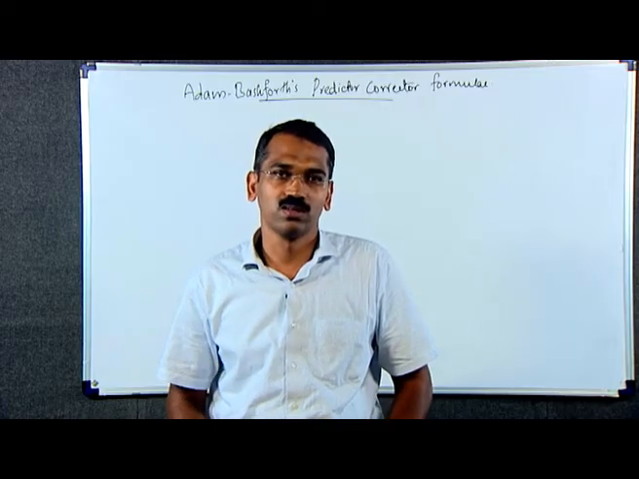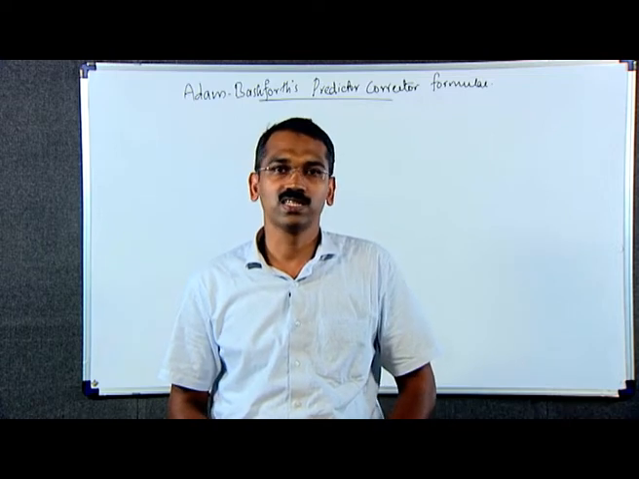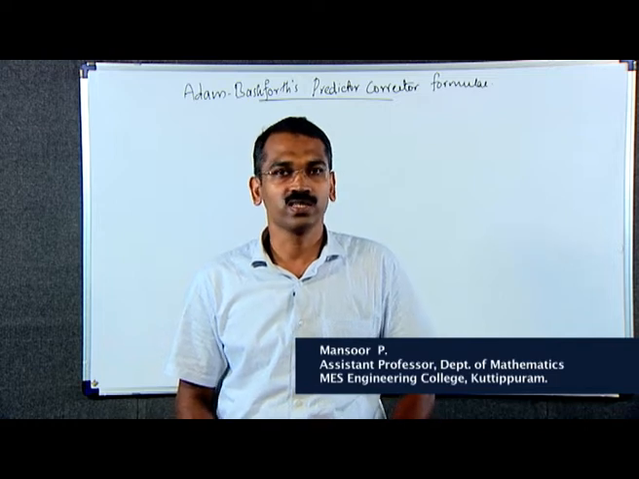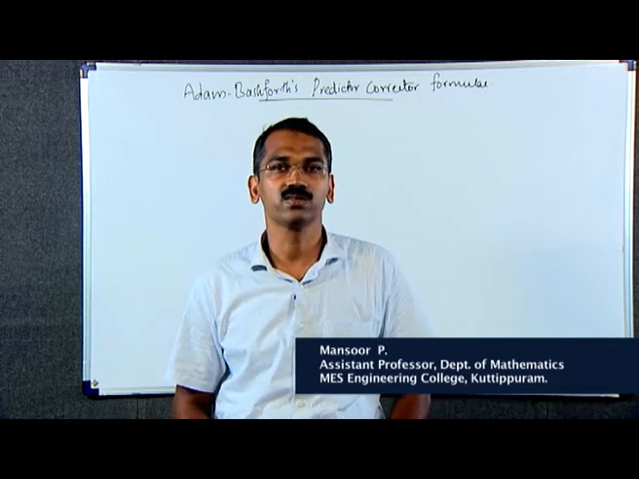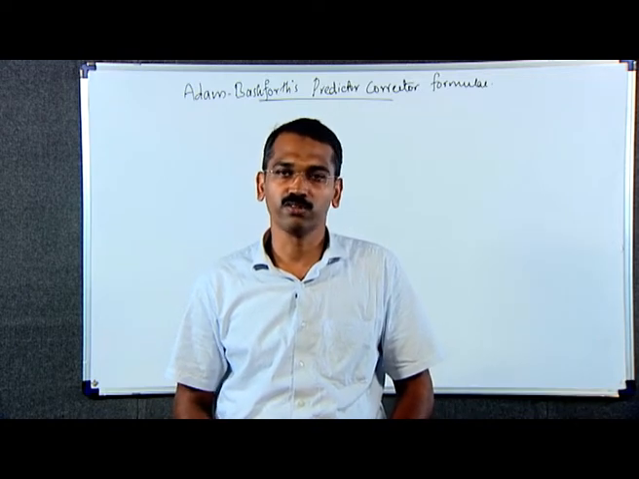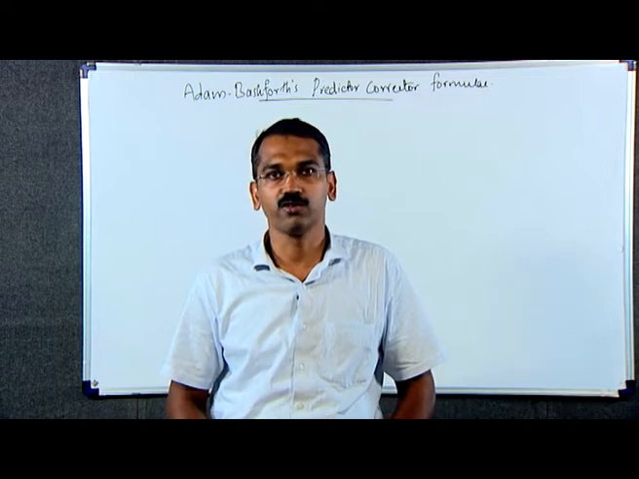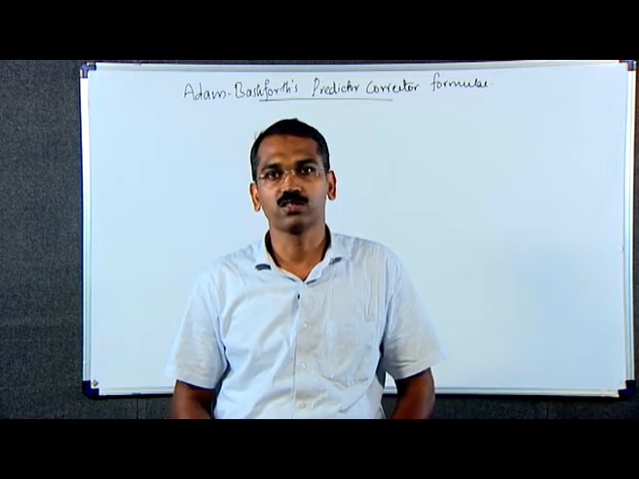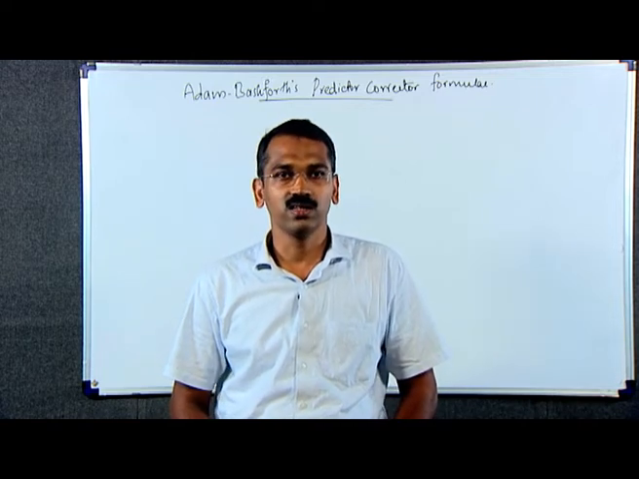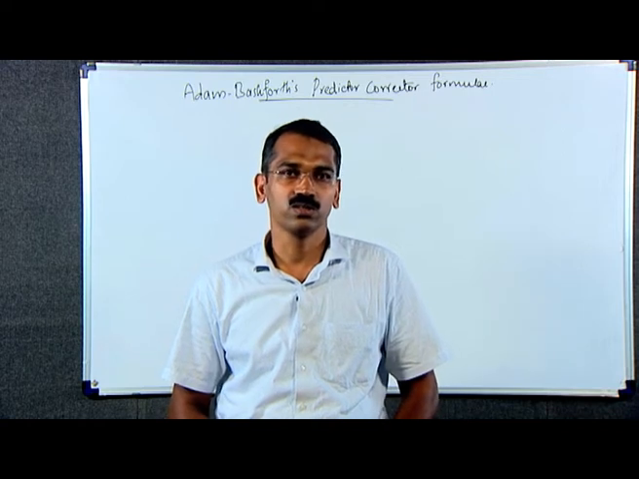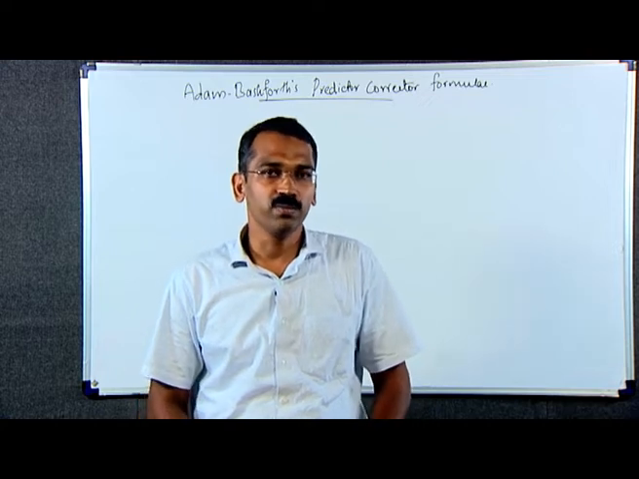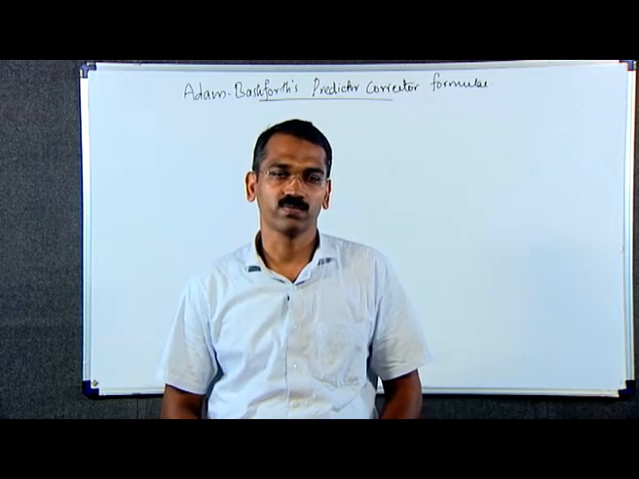Welcome friends. In the previous classes, we discussed the predictor-corrector formulae, namely Euler's predictor-corrector formulae and Milne's predictor-corrector formulae to solve a differential equation of the form dy by dx is equal to f of x, y such that y of x naught is equal to some y naught. In this session, I shall introduce another predictor-corrector formulae, namely Adams-Bashforth's predictor-corrector formulae.